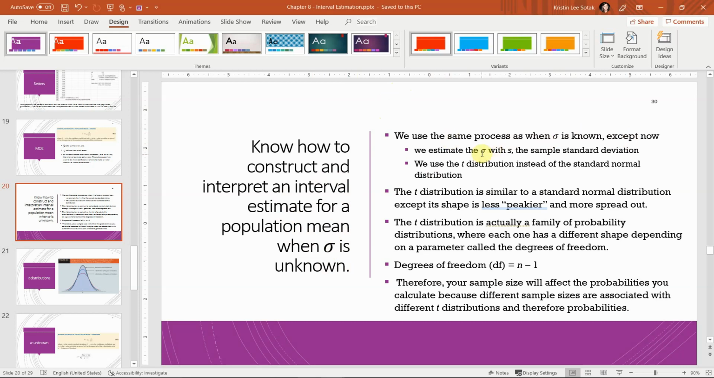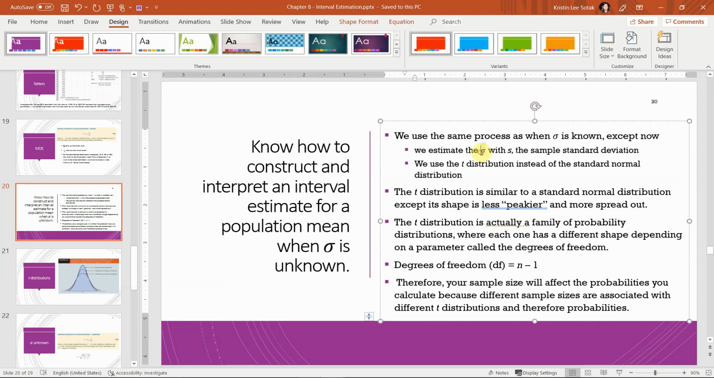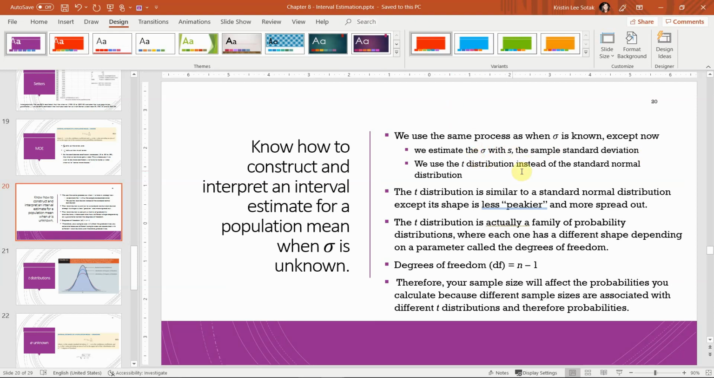One, we don't know sigma, so we have to estimate it from the sample, so that's just s, the sample standard deviation. So we estimate using the sample, we get the sample standard deviation, and we plug that in for the population standard deviation sigma. We also use the t-distribution instead of the standard normal distribution. The t-distribution is similar to a standard normal, except its shape is less peaked.